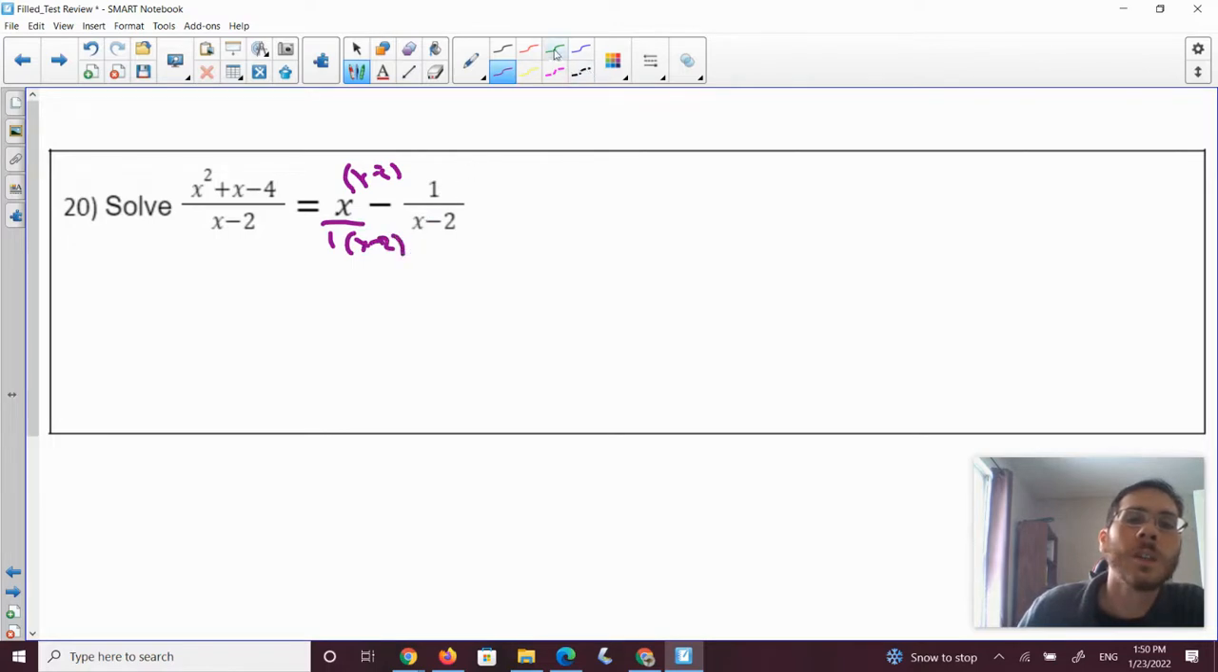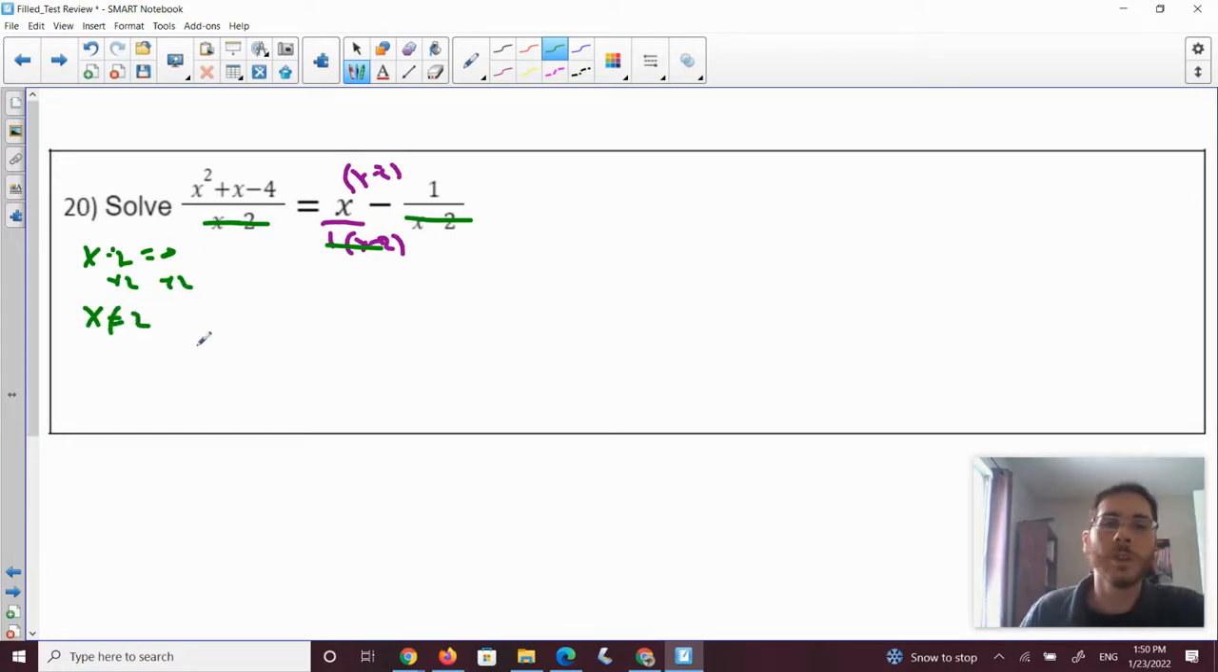And when we multiply that by x minus 2, all of our denominators are the same, so they cancel out. x minus 2 equals 0, so x is not going to be allowed to be 2. So 2 is our extraneous solution if we get it. Now we're just working at the tops. We get x squared plus x minus 4. x times x is x squared. x times minus 2 is minus 2x.